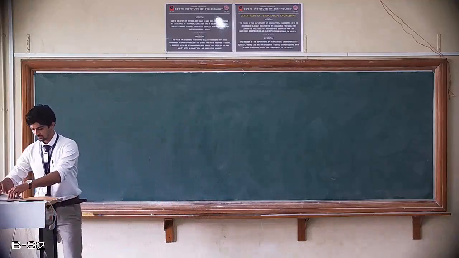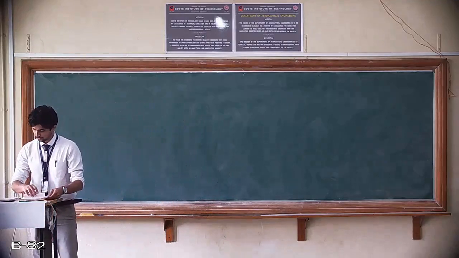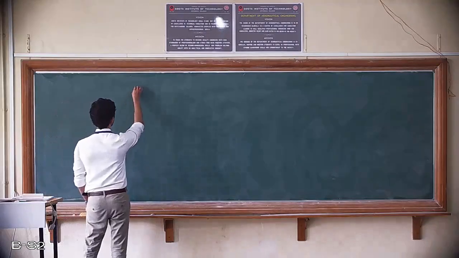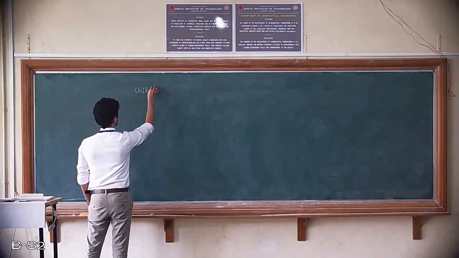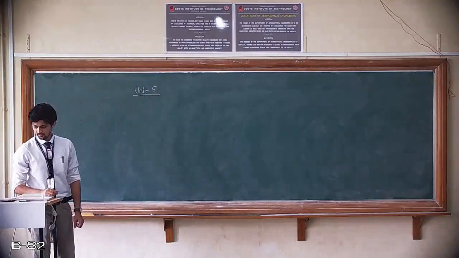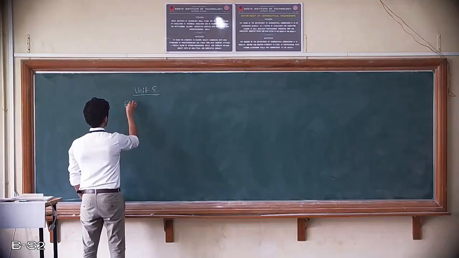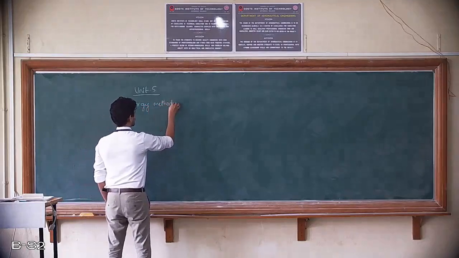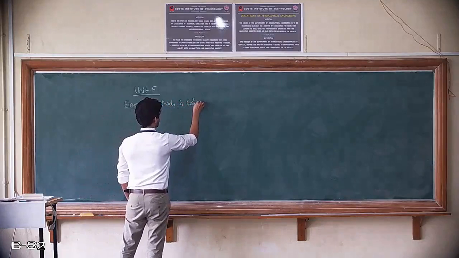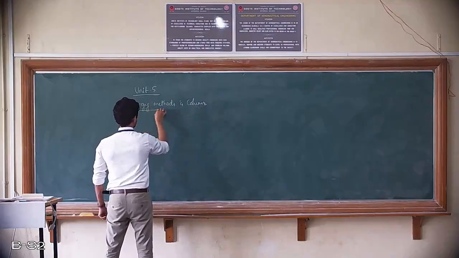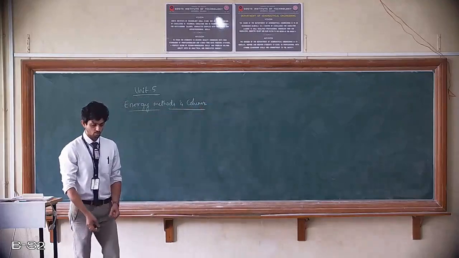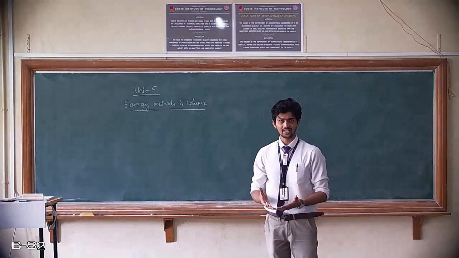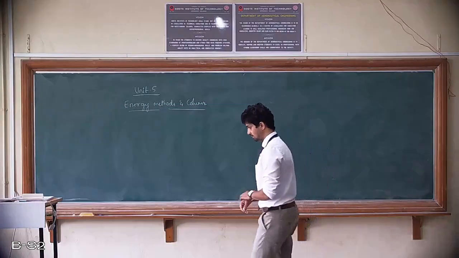So today we will begin with our next module, that is module number 5. So as per the syllabus, unit 5, that is energy methods and columns. So this is the next chapter or next module in our syllabus, which is the final module which carries the equal weightage like any other module, 20 marks for your semester end exams.